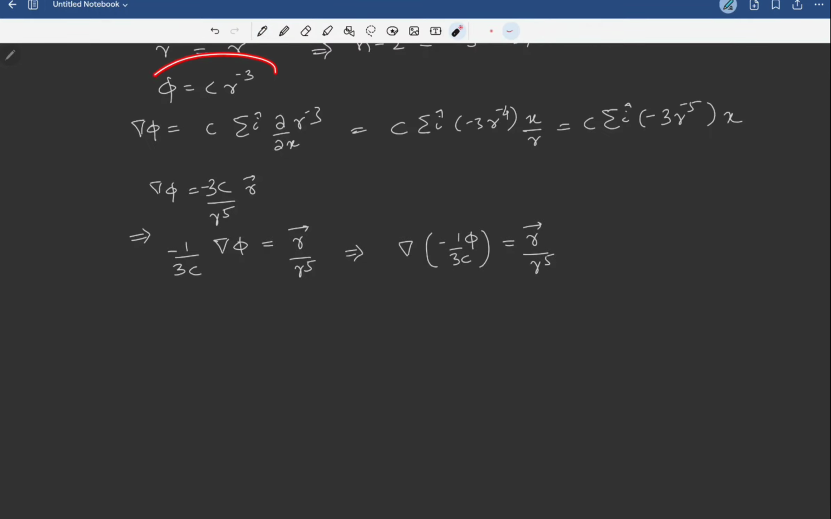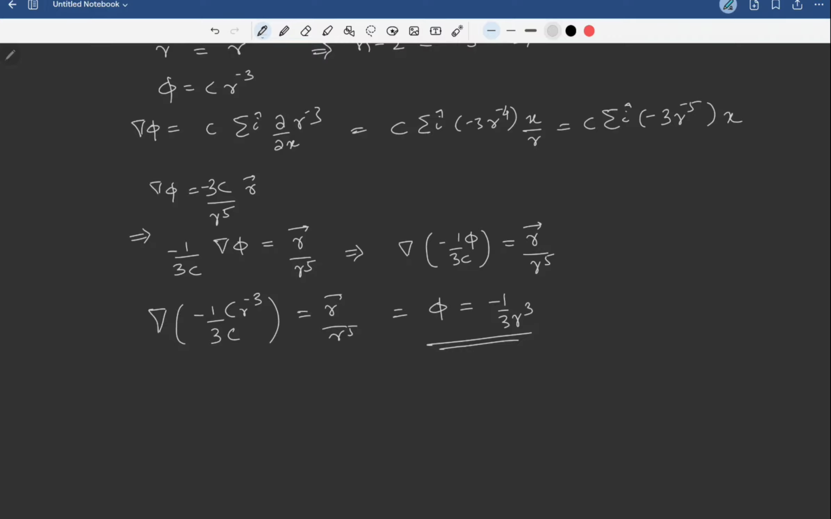Now put this value in here. We get del of minus 1 by 3c into c r raised to minus 3 is equal to r by r raised to 5. c gets cancelled, so we have phi is equal to minus 1 by 3 r cube. So this was a very interesting question.